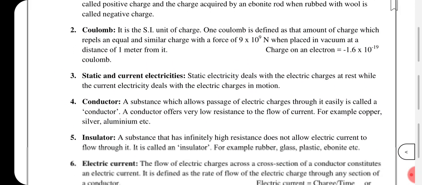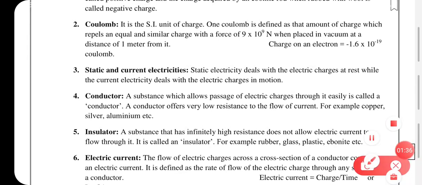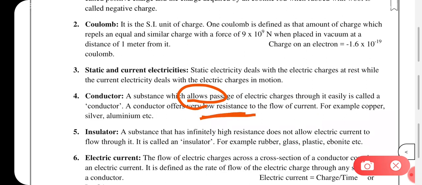Next point is on conductors. Fine. So what are conductors? A substance that allows the passage of electric charges through it easily is called a conductor. A conductor offers very low resistance, whereas an insulator gives high resistance, right? So conductors, because they have to allow the charges to flow through them, give very low resistance to the flow of current. For example, copper, silver, aluminium, these all are examples of conductors.